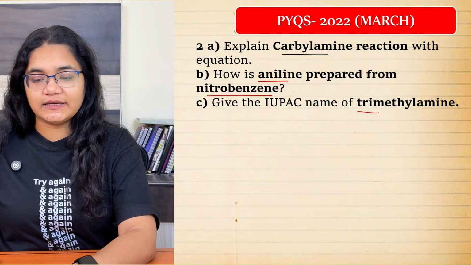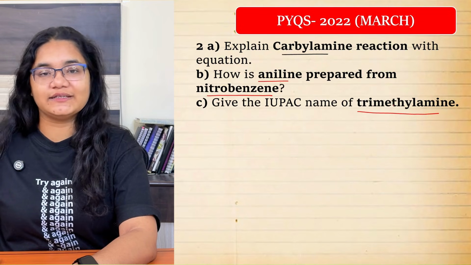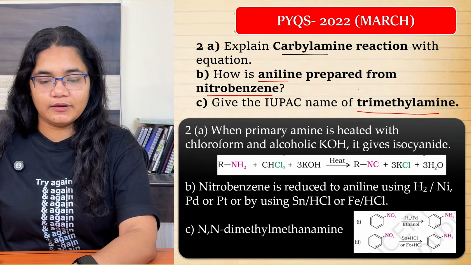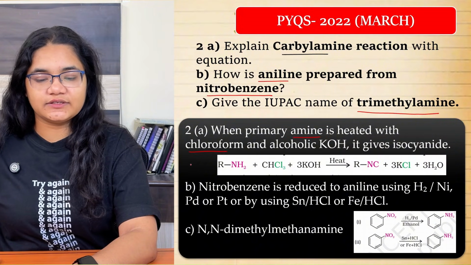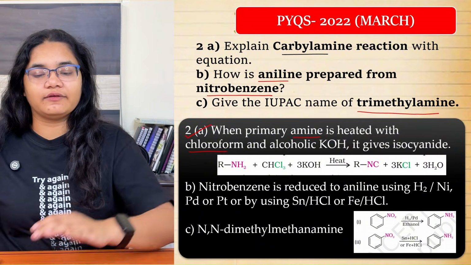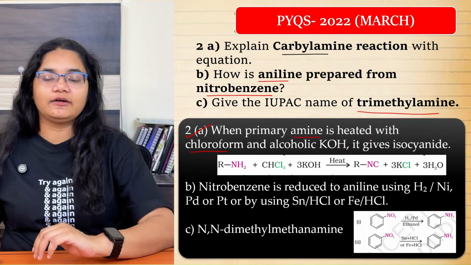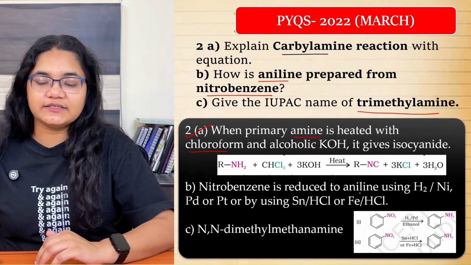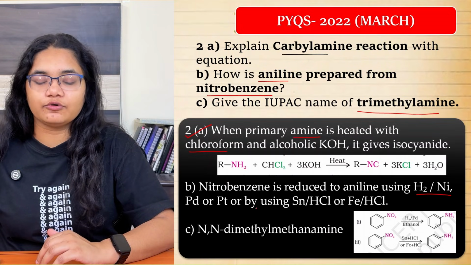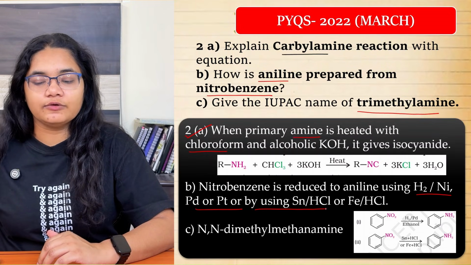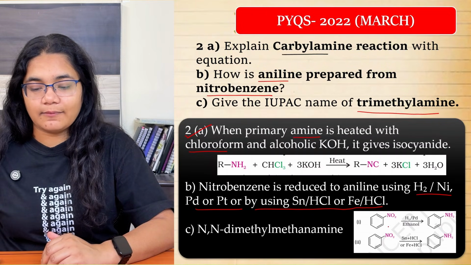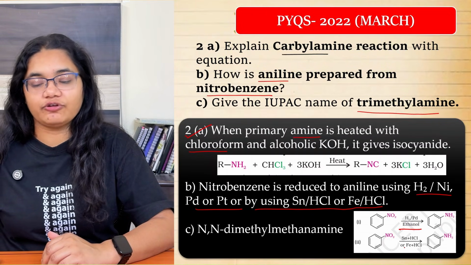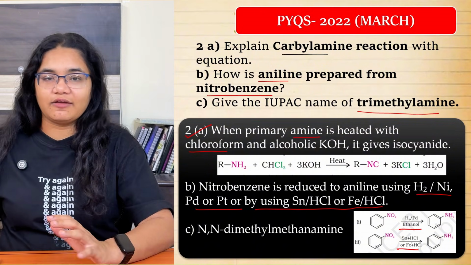Give the IUPAC name of trimethylamine. So it is N,N-dimethyl methanamine. When primary amine is heated with chloroform, that is your question number 2. Already we have discussed, so I'm not going to talk about it again. Next, nitrobenzene is reduced to aniline using hydrogen with nickel or palladium, or using Sn/HCl or Fe/HCl. You can take nitrobenzene with hydrogen and palladium, or with Sn/HCl or Fe/HCl.